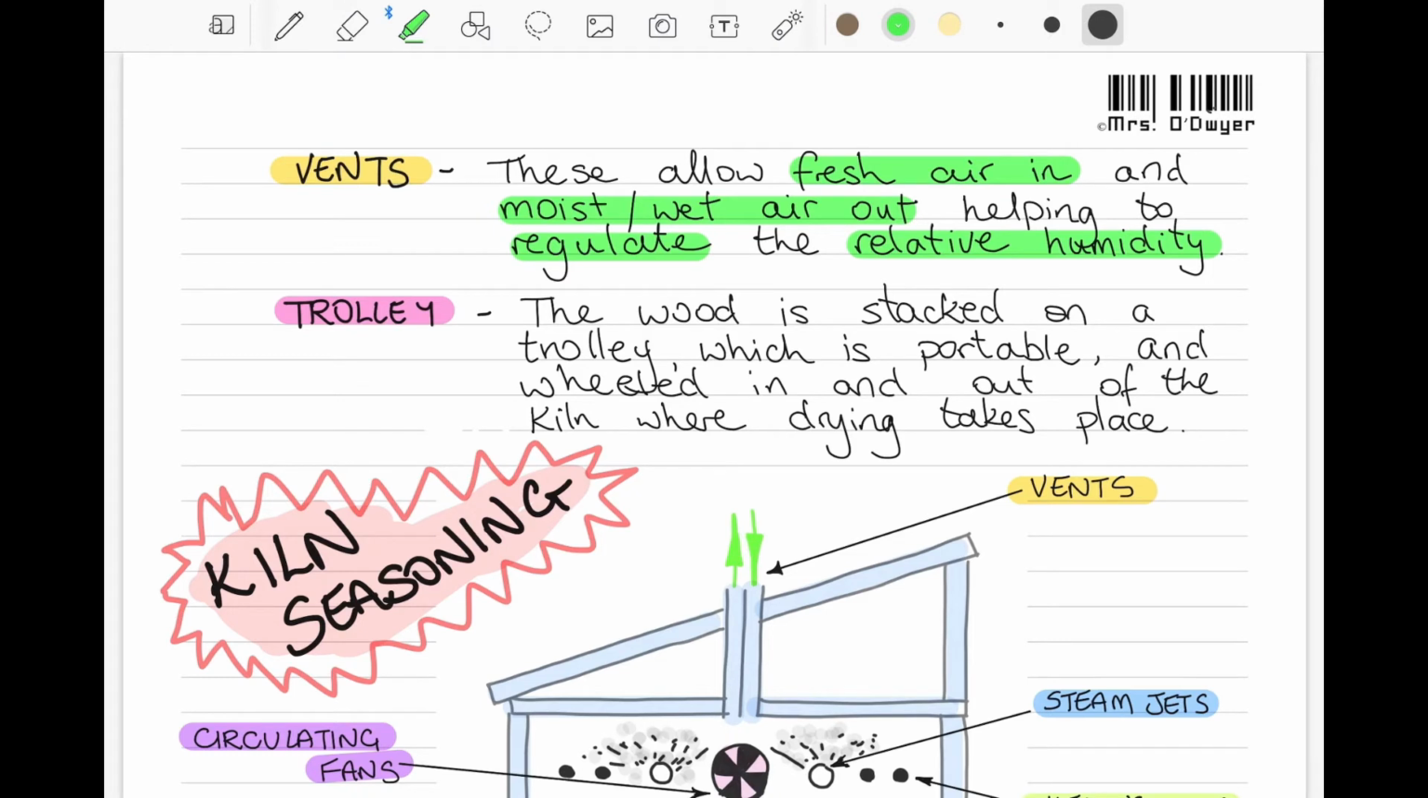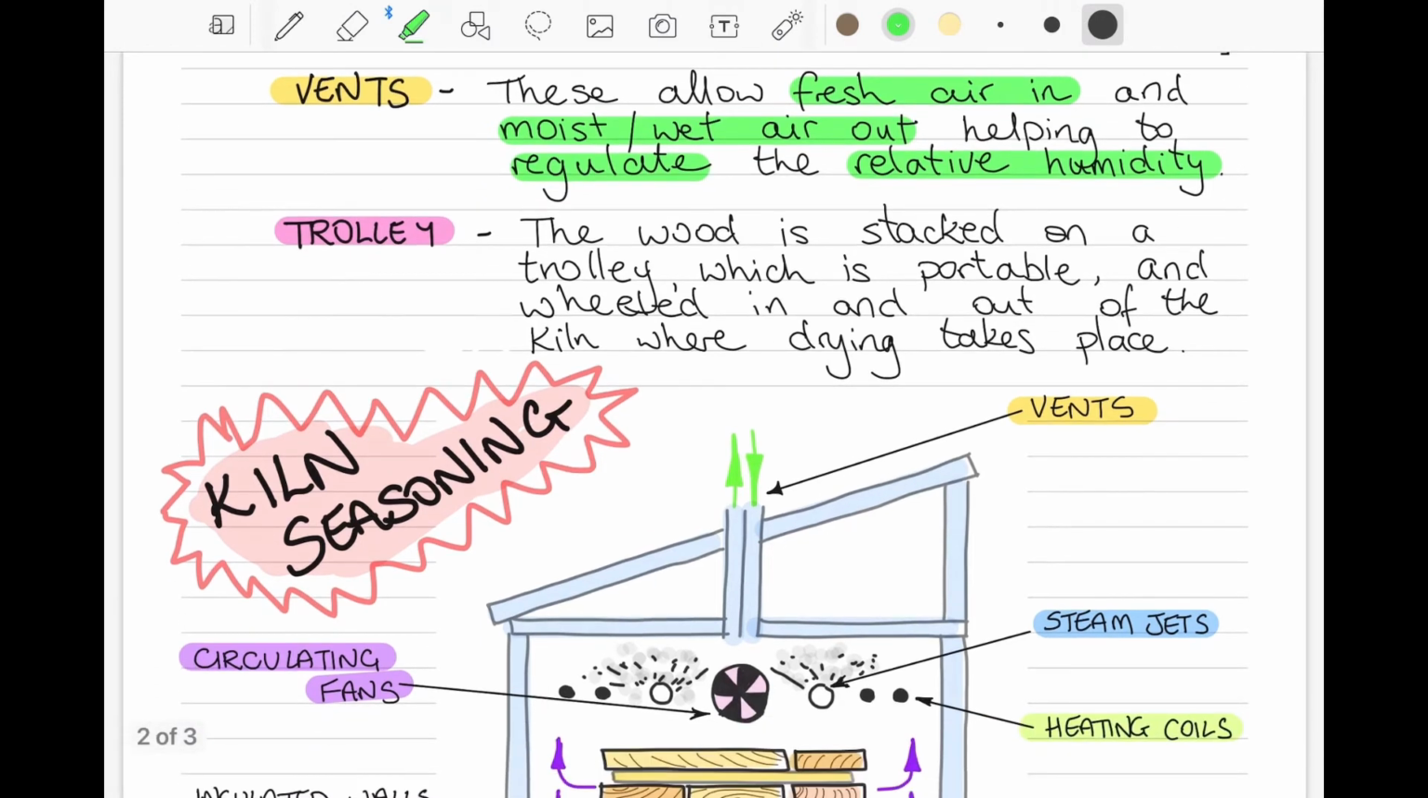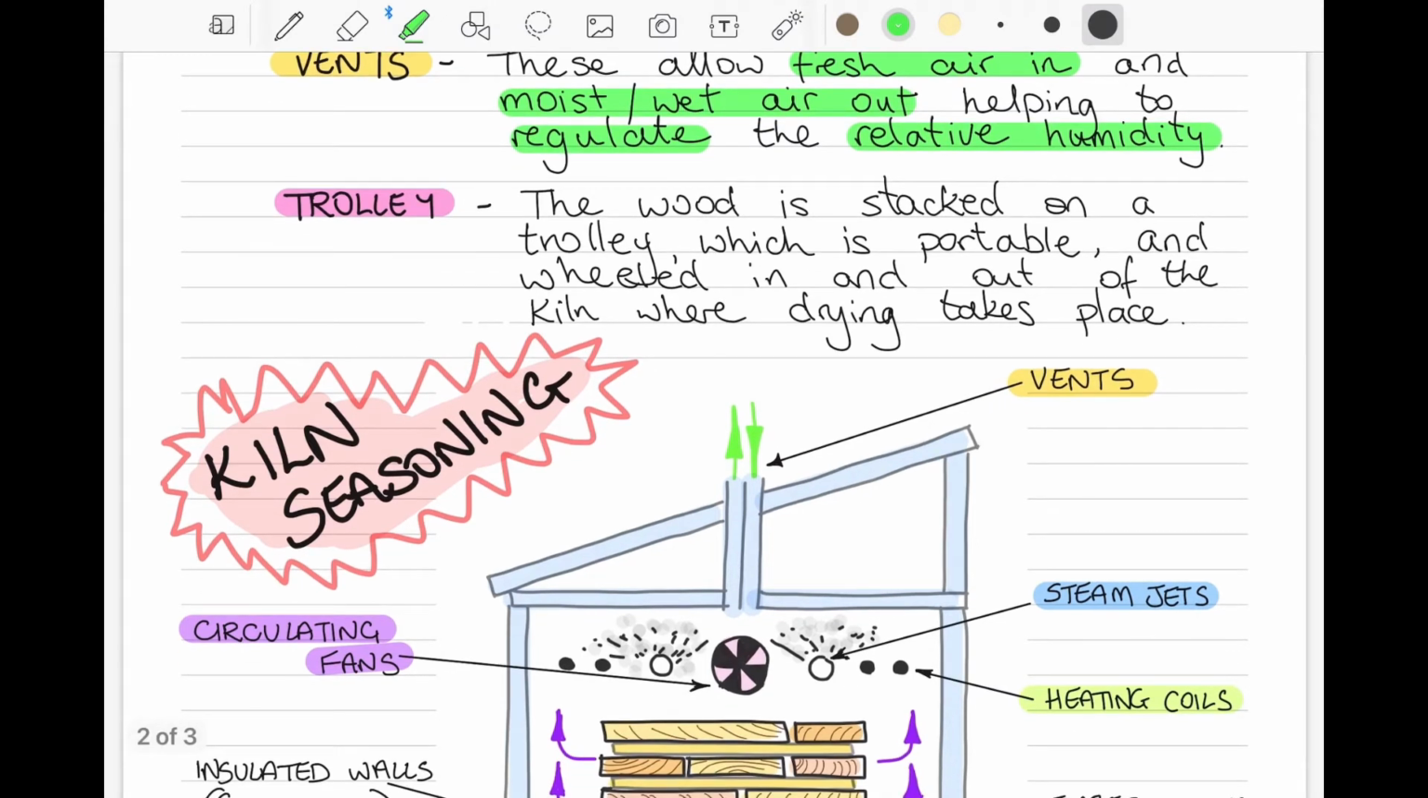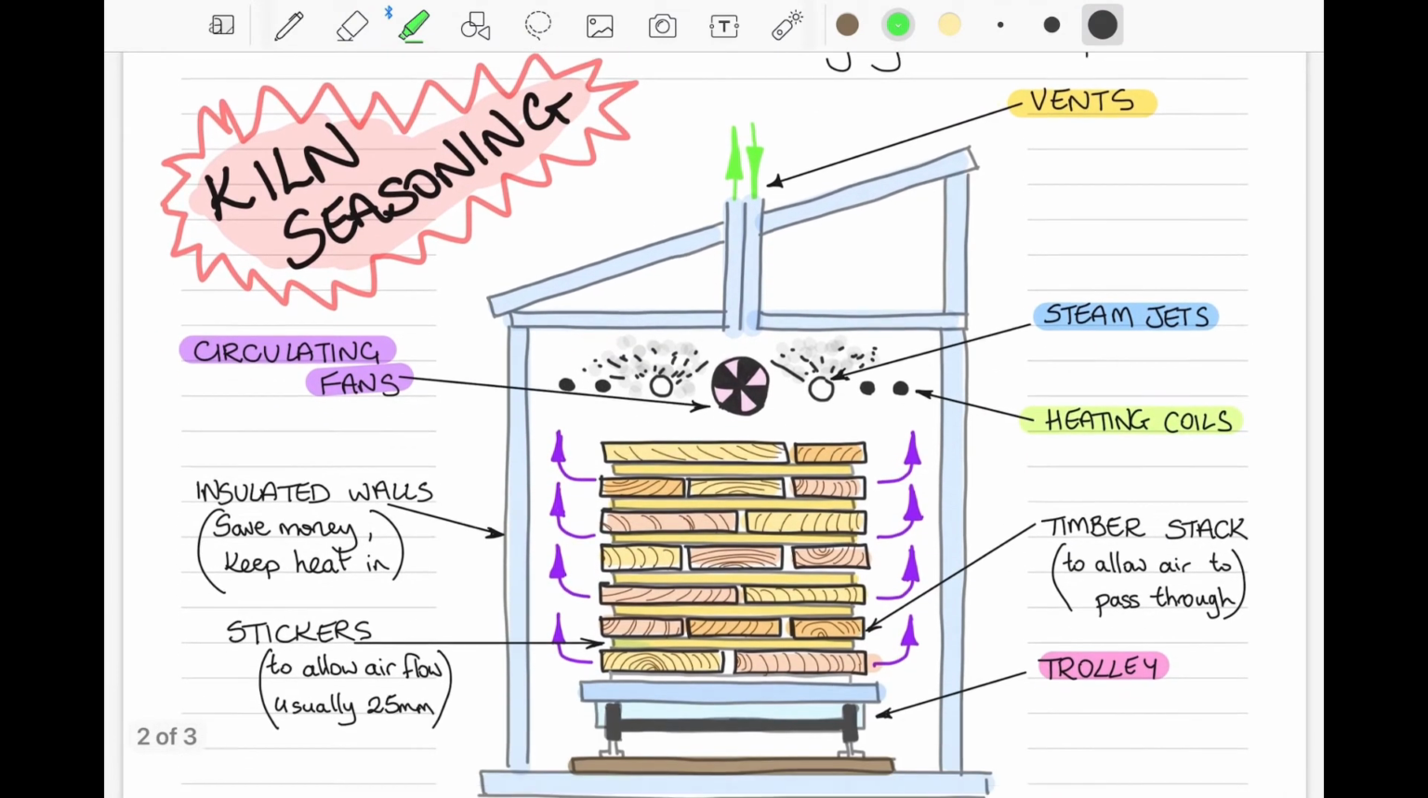The trolley itself, the wood is stacked on a trolley which is portable, and that's wheeled in and out of the kiln where the drying takes place. So stacked is a keyword there. That's what the trolley's for. It's a portable unit or a movable unit, and that's wheeled in and out, and that's where the drying takes place. All right, so there's my diagram for kiln seasoning.